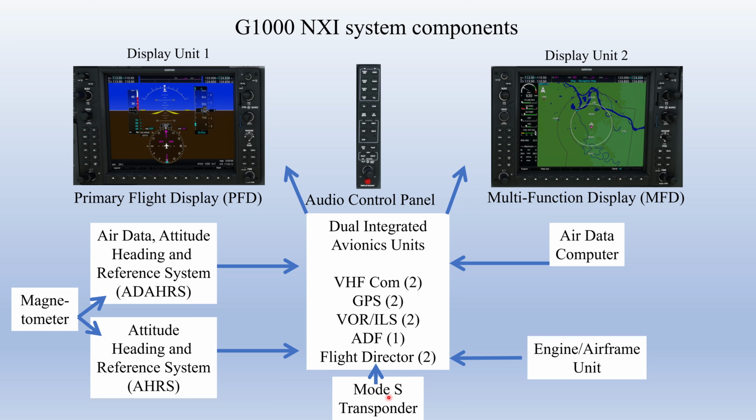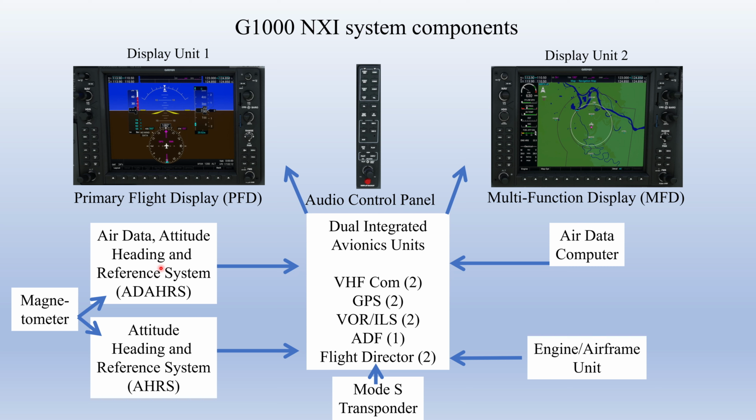And of course, the Mode S transponder provides more data than a typical transponder and feeds that into the system as well. And then you'll notice that we also have an AD AHRS, which is a combined air data computer and AHRS, so it's getting both pitot-static information and attitude and heading information all in one system. And because the system is designed like this, we basically have dual AHRS and dual air data computers. If one of these systems fails, we still have a redundant second system.